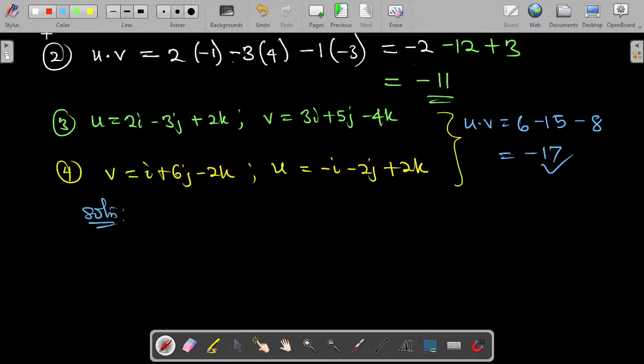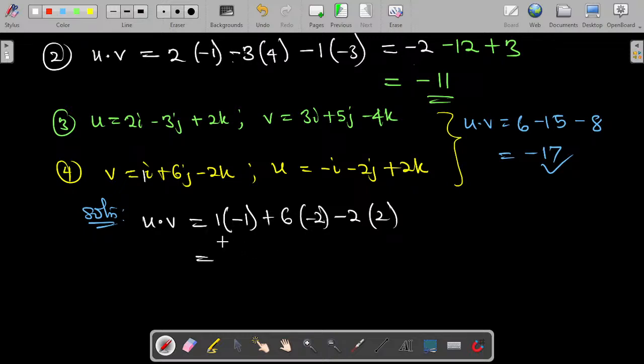Okay, so our u dot v is going to be equal to, the component of i here is positive 1. So I'll pick 1 times the i here, which is minus 1. Then plus, here I pick 6 times minus 2. And finally I pick minus 2 times my 2. Alright? And that is it.